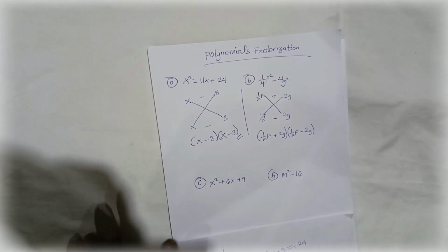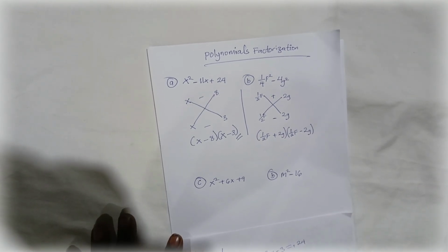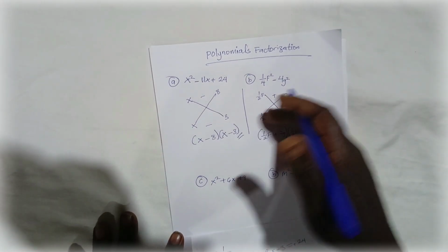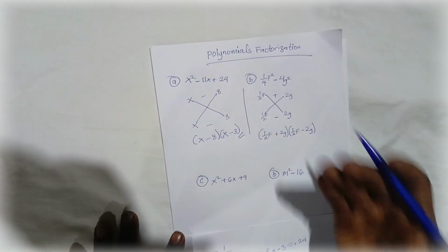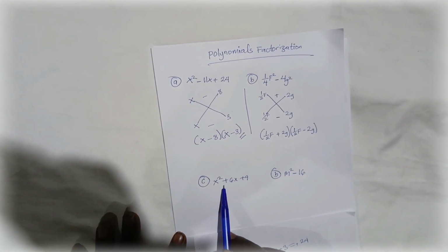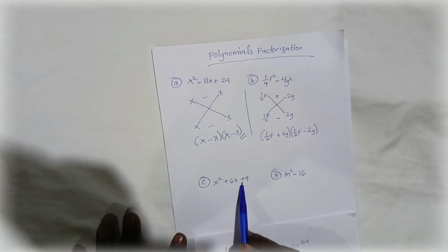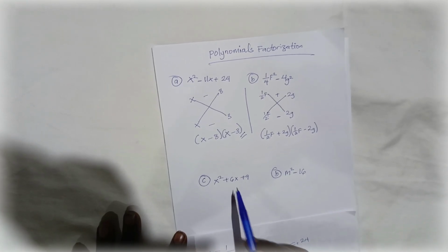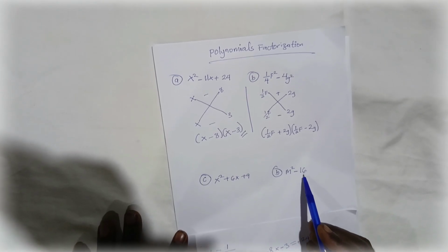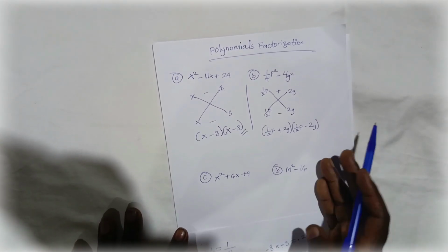You have to remember that this page is about solve and share. Therefore, with the problem we just solved here, you can use the same idea to solve for x squared plus 6x plus 9. Factorize this, and also m squared minus 16. You can also solve this.